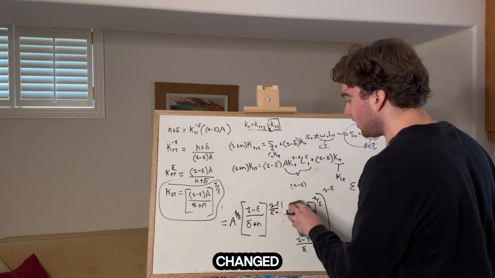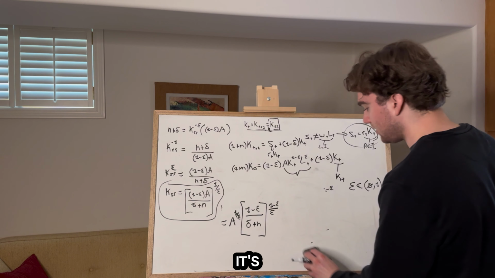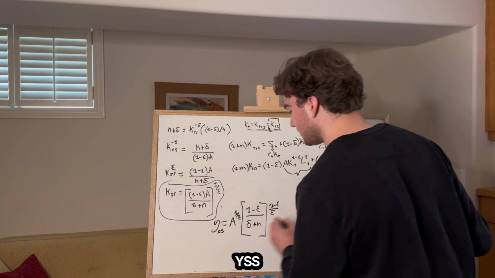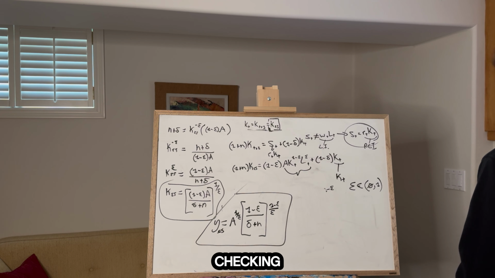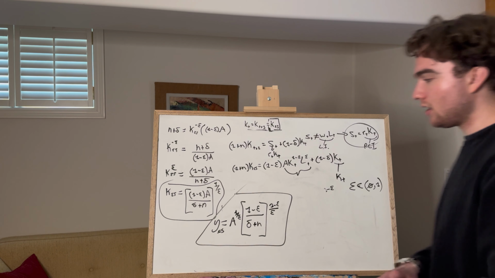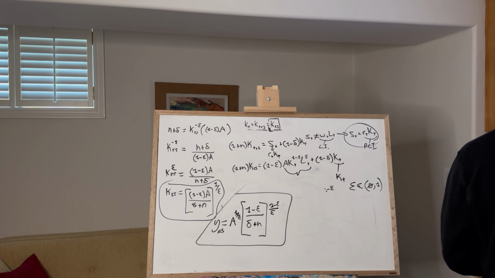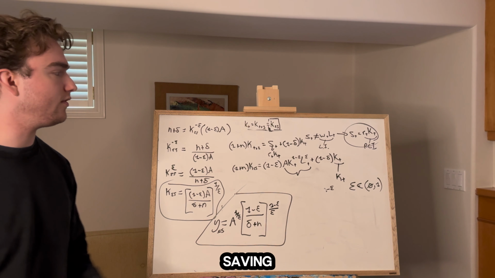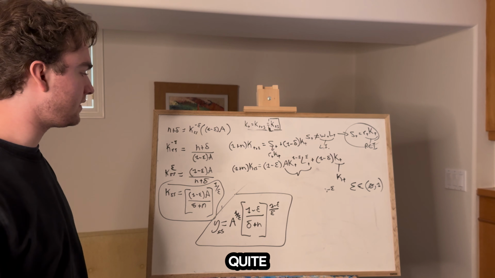Because the only thing that's changed is the difference. You are now investing entirely in a different thing. So this is your new YSS. Right here. Checking if that's true, checking if that's true. That's true. Okay, so we solved now for both cases. We've solved for both cases. If you're saving in one thing or in the other, okay? And it's actually quite simple.